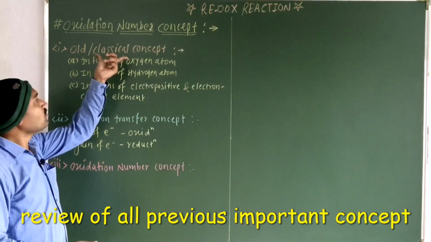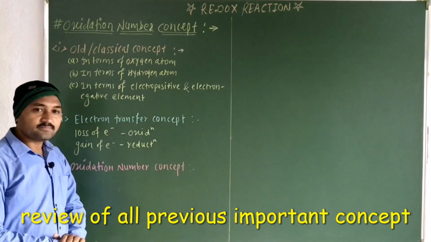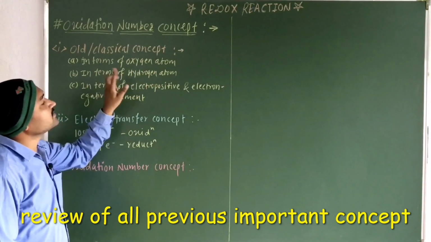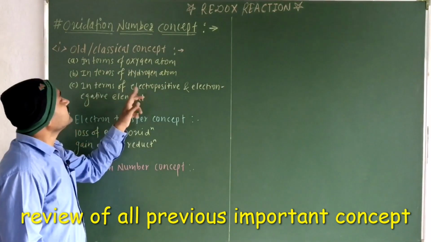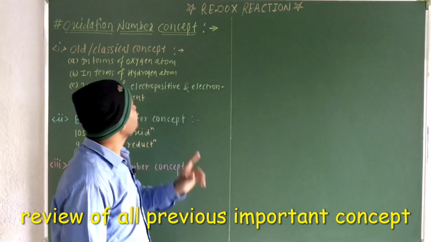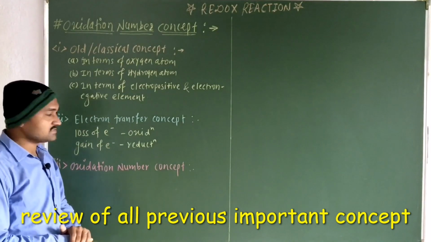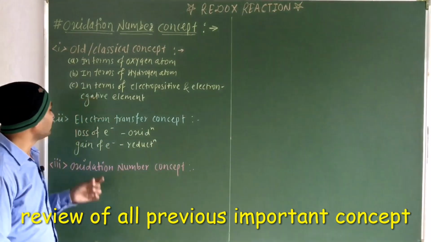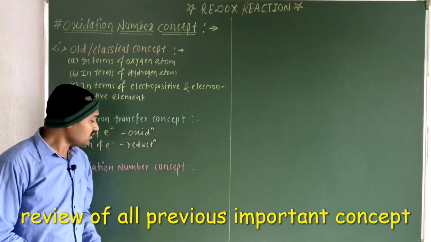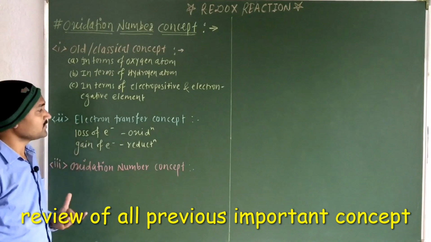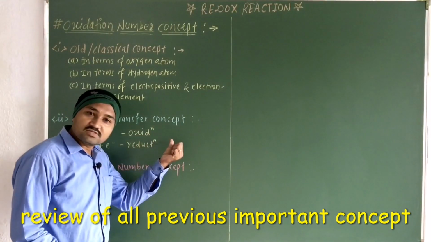Is it right? The first one was the old and the classical concept that we have studied in detail in terms of oxygen atom, in terms of hydrogen atom, and in terms of electropositive element and the electronegative element. So this is about your old and the classical concept. Now the second one is the electron transfer concept. There we have defined the oxidation as a loss of electrons, while the reduction as a gain of electrons. So this is your second concept.